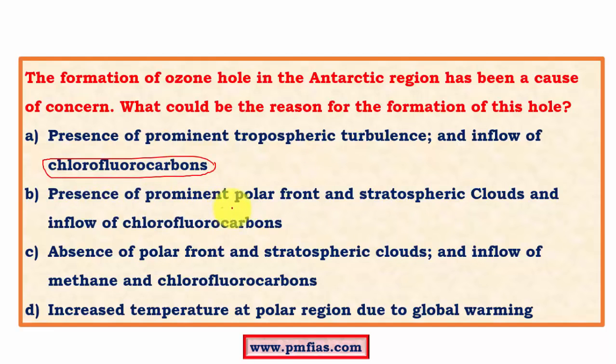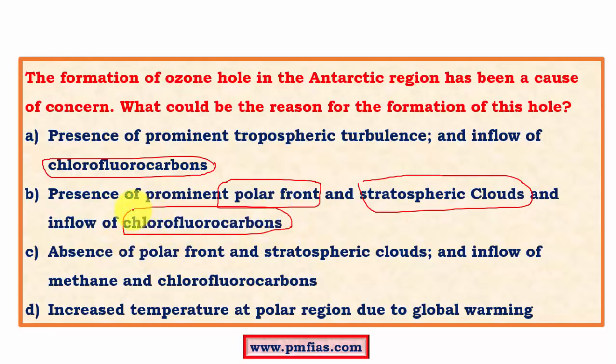Presence of a prominent polar front. We have seen that the polar front is the one that holds the polar cyclone in its place, and this is very important in destroying the ozone because it can accentuate the magnitude of the polar vortex. And then, polar stratospheric clouds, as well as the inflow of chlorofluorocarbons. So we have three important points here.